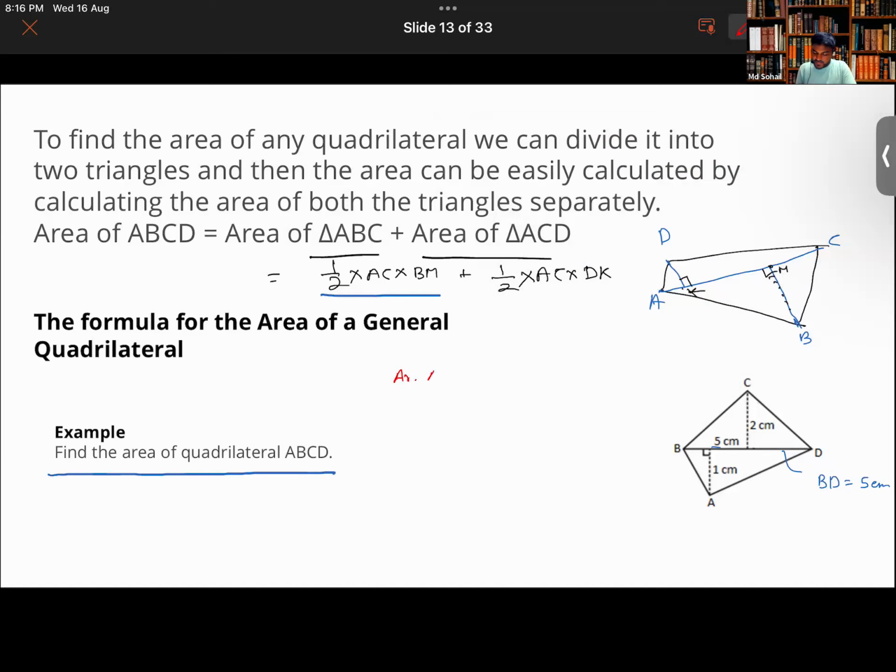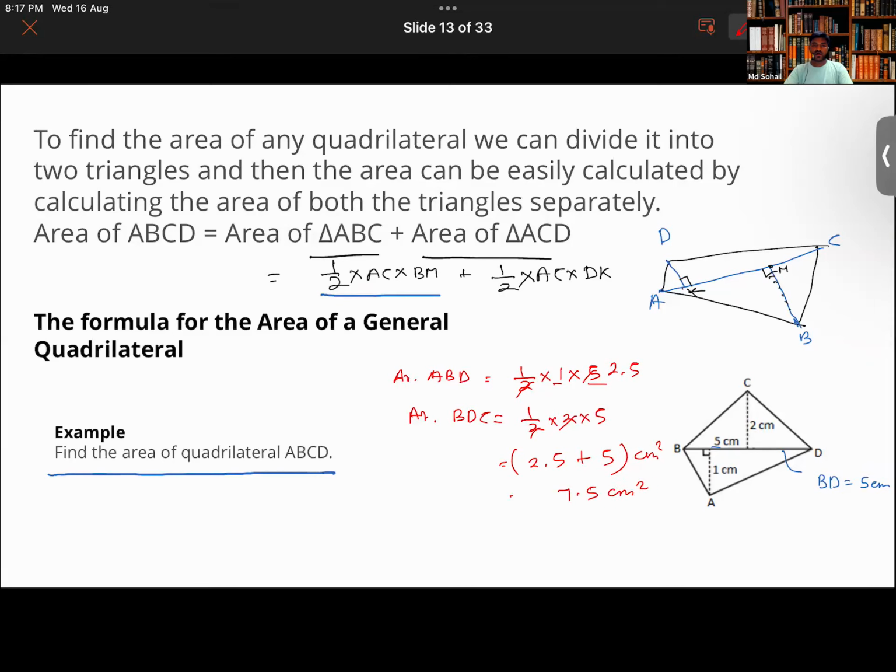Area of triangle ABD is going to be half into base into this height over here. And area of triangle BDC is going to be half into 2 into 5. So it's 2.5 plus 5. Not into 5, plus 5. Why do you have to multiply? You have to simply add them. So it's 7.5 square centimeter.